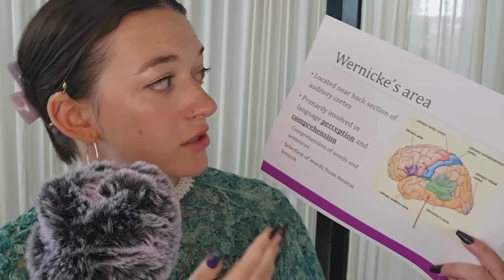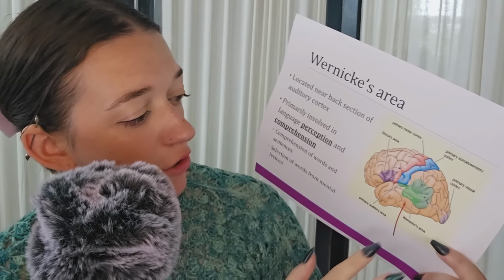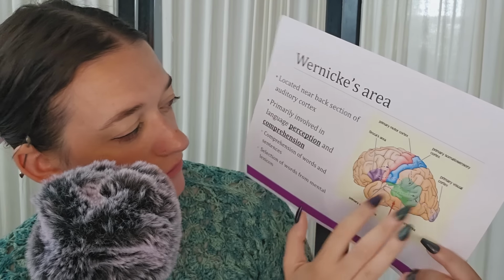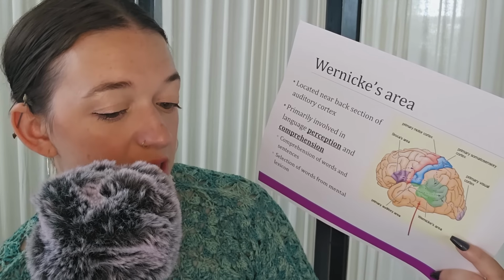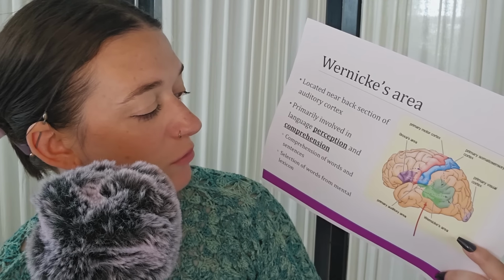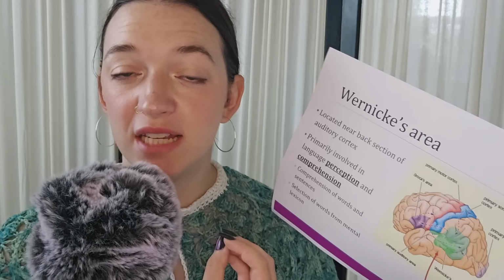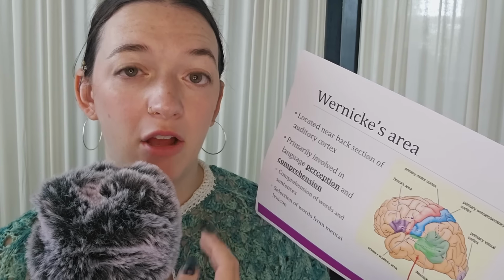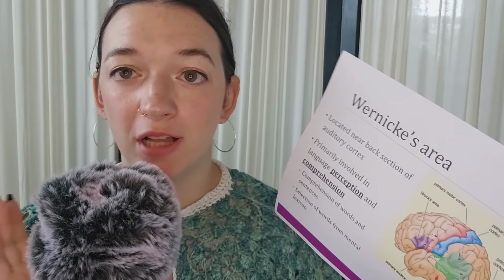In contrast, Wernicke's area is located near the back section of the auditory cortex, right here. And it is primarily involved in language perception and comprehension. It is responsible for the comprehension of words and sentences, so receiving that auditory or visual stimuli and then comprehending it, and also selection of words from the mental lexicon.